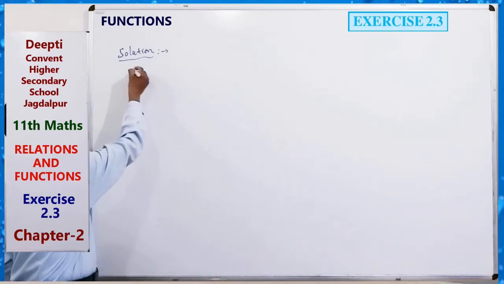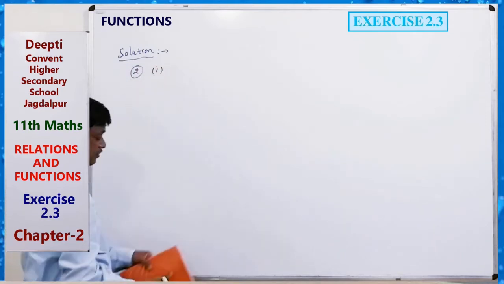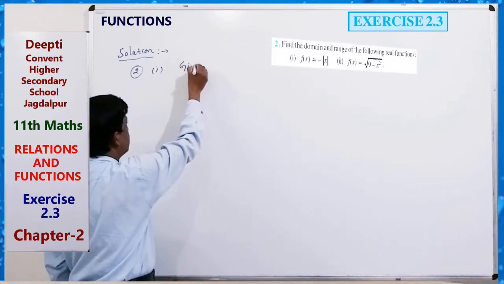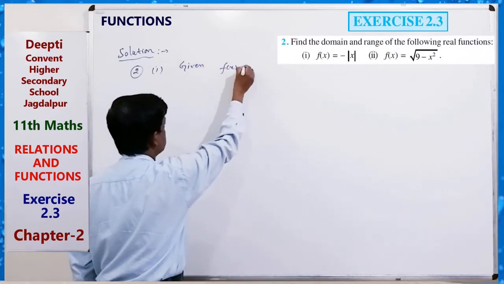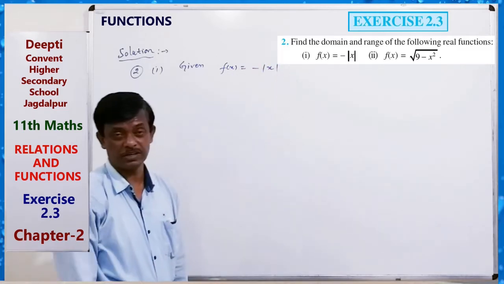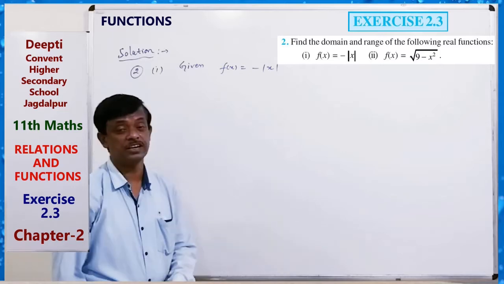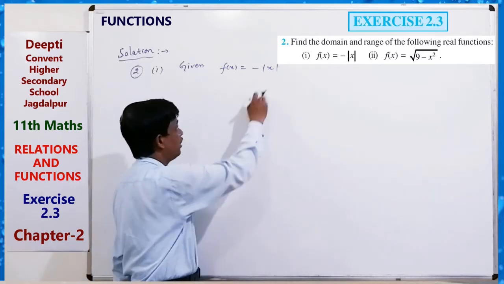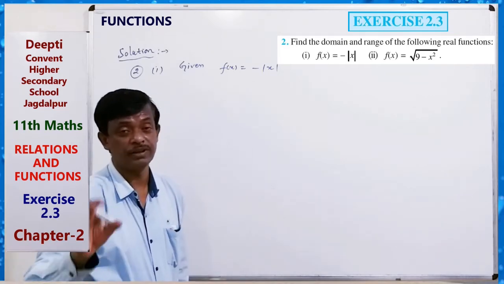Okay, so question second. Here, given f(x) equals minus mod x. First question, f(x) equals minus mod x. We have to find the domain and range. Domain means the function is defined for which values of x.